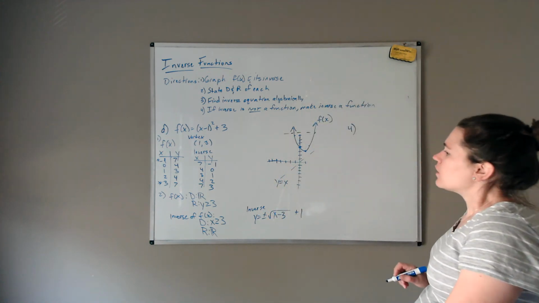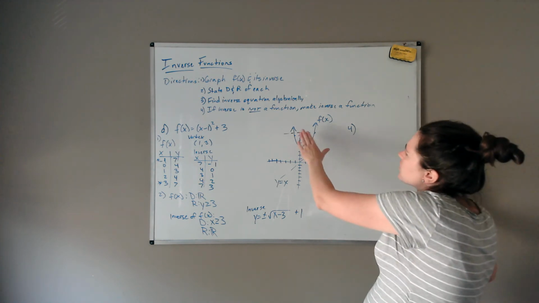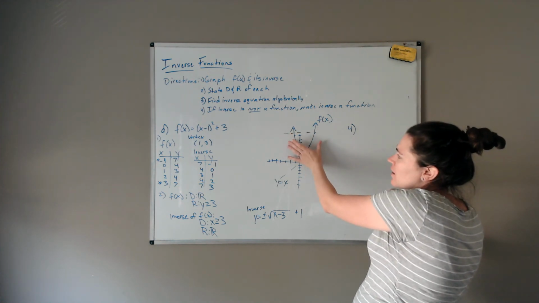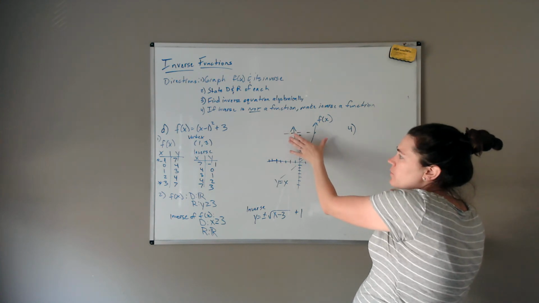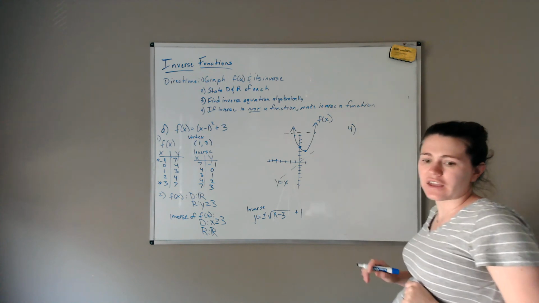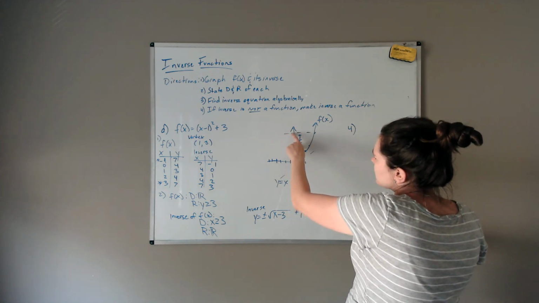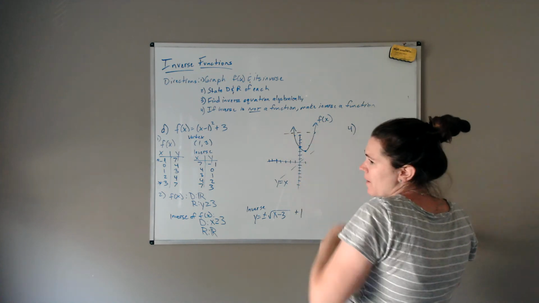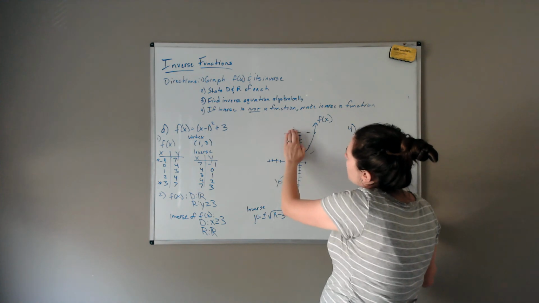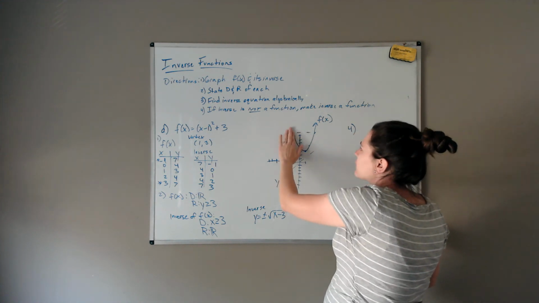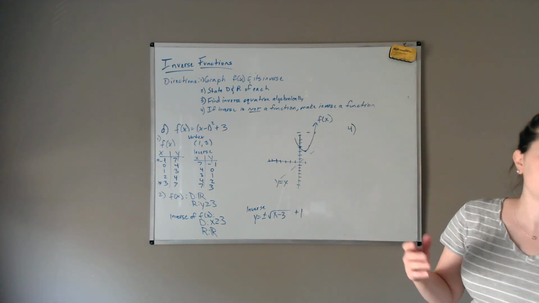Okay, for number 4, let's think about this. The inverse is not a function because this fails the horizontal line test. So the first thing is we would want this to pass the horizontal line test. I fail because I have two different inputs giving me the same output, okay? Now, if I start taking away part of this u, I'm going to start failing the horizontal line test less and less and less.